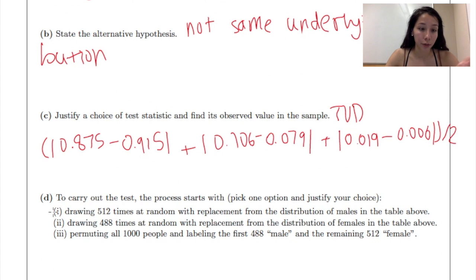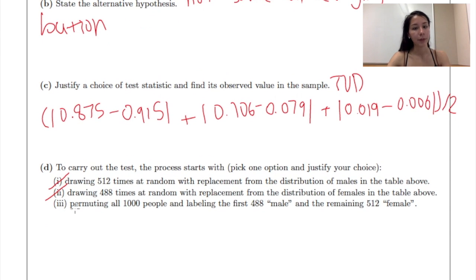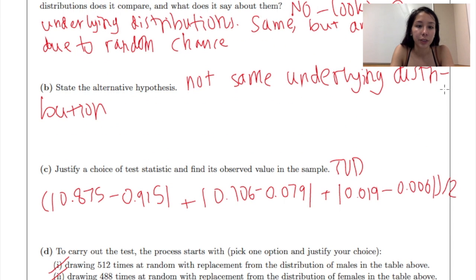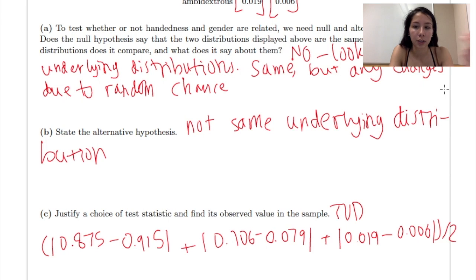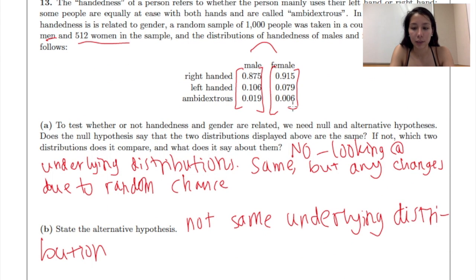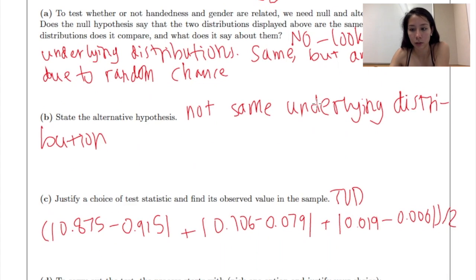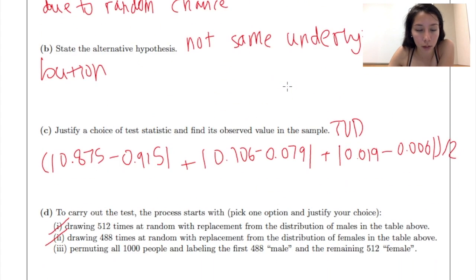So that leaves us with the correct option, which is permuting all 1,000 people and labeling the first 488 male and the remaining 512 female. And the reason we're doing this is because we want to find out if this underlying distribution is the same. So we want to look at all of the people that we surveyed, and basically act as if they have a randomly assigned gender, and if we get similar distributions to this, or at least not ridiculously far, then we can say that yes, these probably do come from the same underlying distribution. So basically that's just going to be telling us what we conclude.